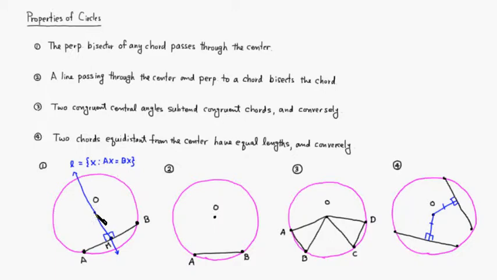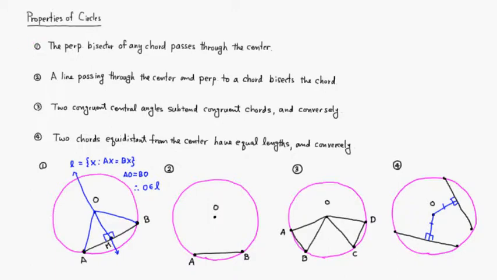And since O is the center, the distance between O and A would be a radius. So from here to there, and from here to there, those are radii. So we know that AO equals BO, which satisfies the condition here, which means that O is on the perpendicular bisector. So this verifies number one.